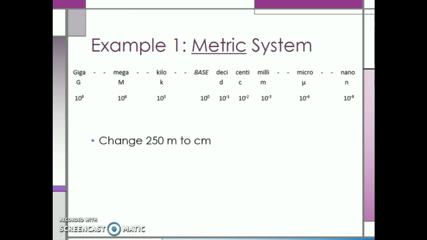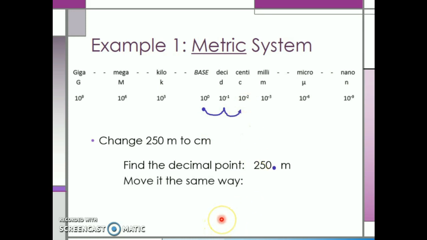If we want to convert 250 meters to centimeters, we first need to identify where the decimal point is. Then we need to count how many prefixes we move in order to get from our starting unit to the ending unit. In this case, in order to go from meters, which is the base unit, into centimeters, we must move 2 places to the right. Now we have to do the same thing with our decimal point. When we move the decimal point 2 places to the right and fill in any missing zeros, we end up with 25,000 centimeters is equal to 250 meters.